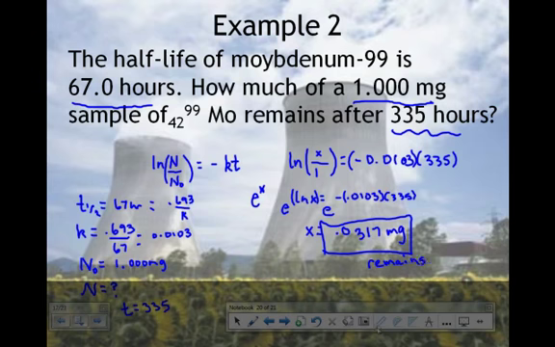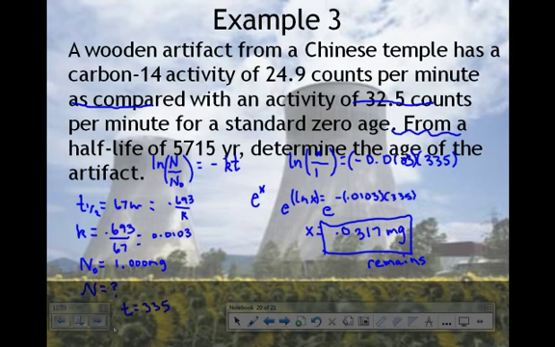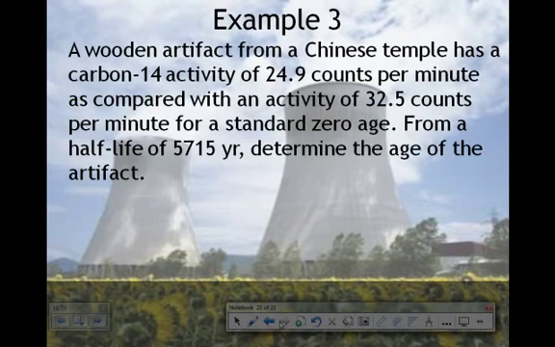Be careful. Sometimes they tell you such and such is remaining, or they want to know how much of it has decayed. So if we want to know how much has gone away, we would subtract 1 milligram minus 0.0317. So be careful of the wording of the problem. Let's look at another one.